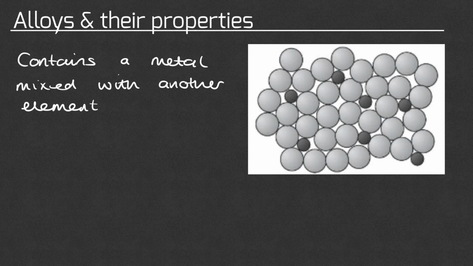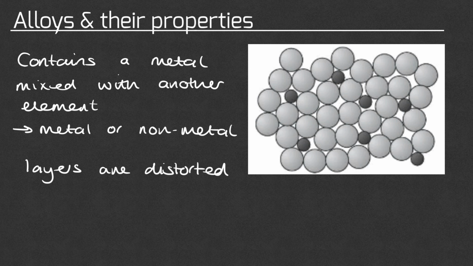Alloys contain a metal mixed with another element. This other element could be another metal, or it could be a non-metal. As the metal and this other element have different sizes, it distorts the layers. We can see in this diagram here how the metal no longer has a regular arrangement. Because the smaller black circles have been introduced, the metal is no longer in those neat rows or layers.